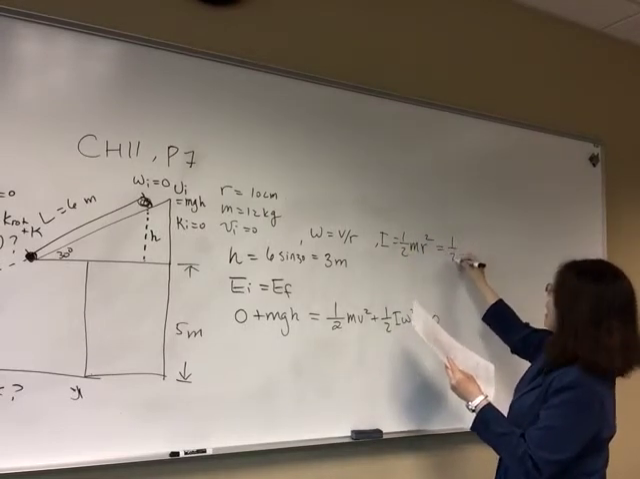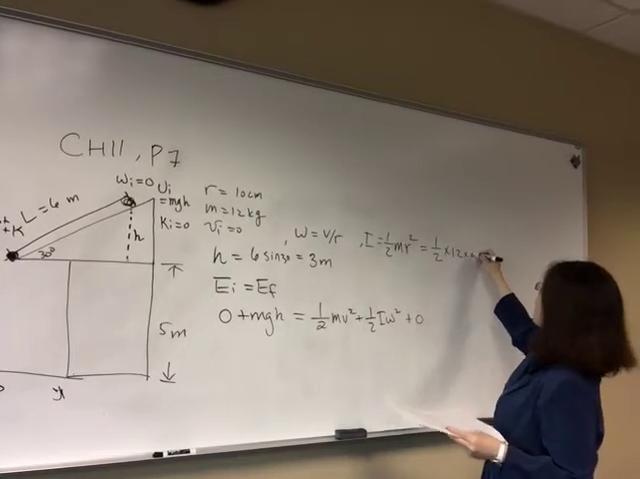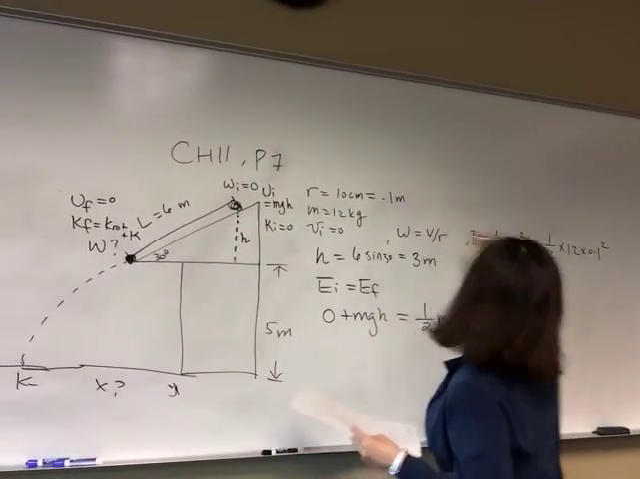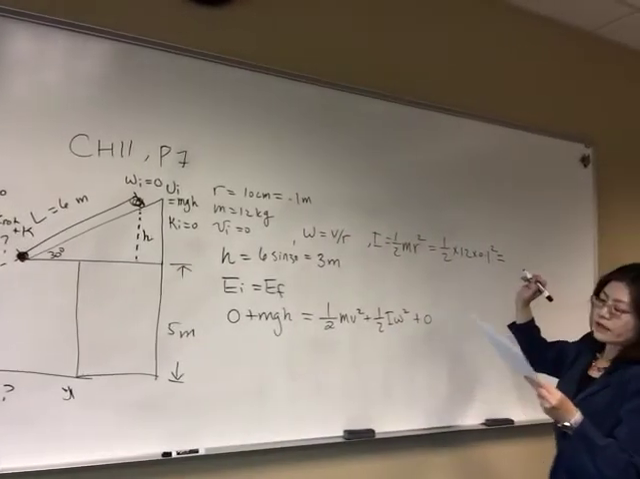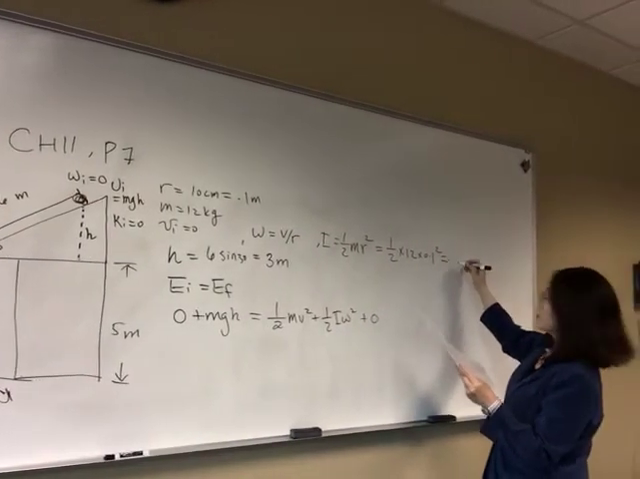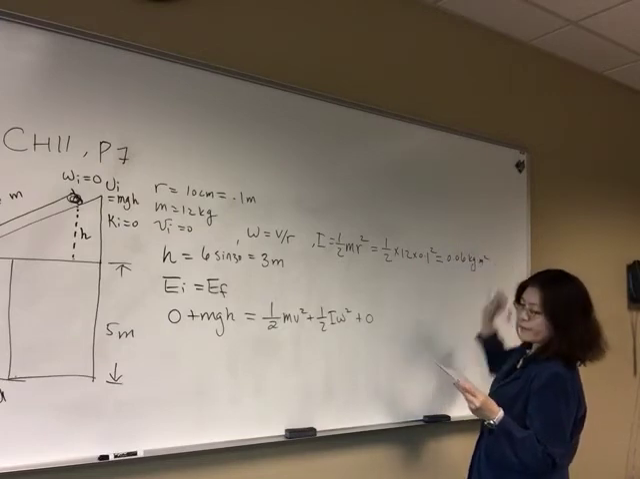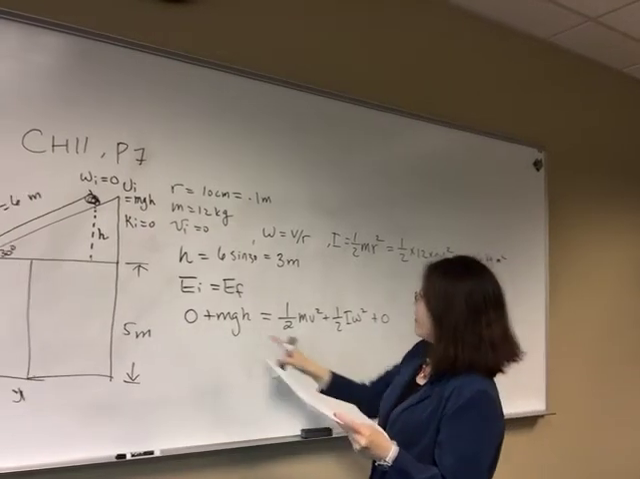So you have 1/2 times 12, and then times 0.1. This is 10 centimeters, so it's 0.1 meters. And then what you have here is that your rotational inertia should be 0.06 kilogram times meter squared. Okay. So now we have this.